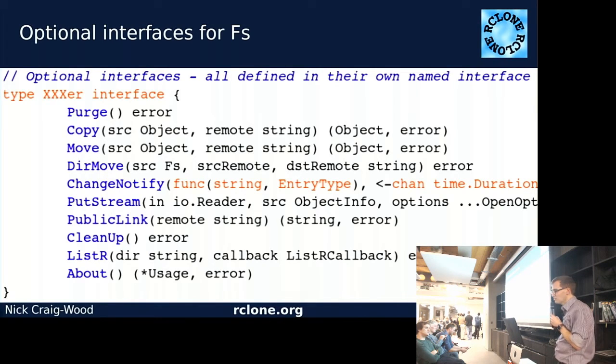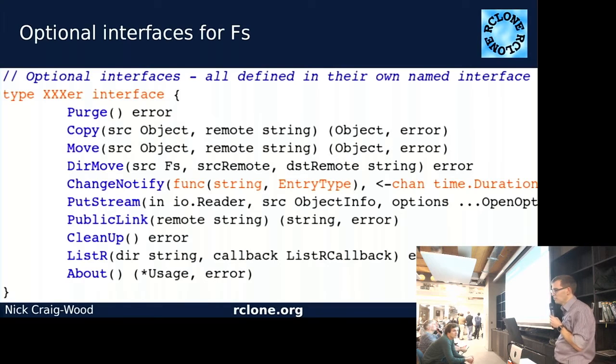All the backends support the interfaces in the previous 2 slides. However, some backends can do more, and Rclone can use that. For instance, the purge interface deletes a directory and everything under it. Some backends can do that, and some can't. So for instance, Google Drive can purge an entire directory, whereas on your local hard disk, you've got to delete all the individual files.